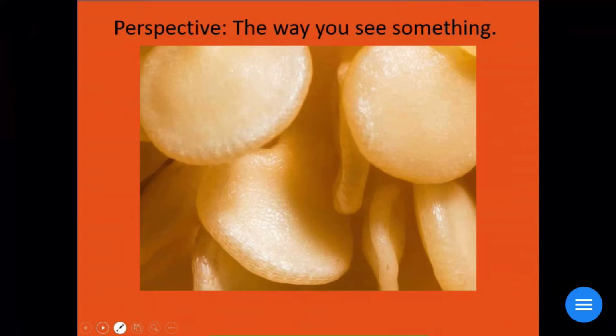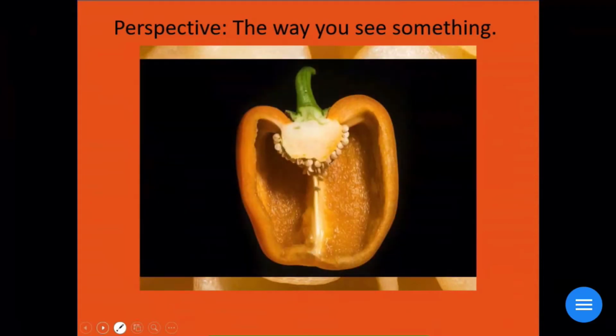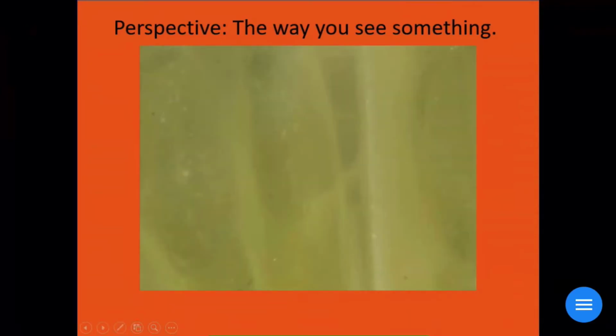So when you're looking at this picture, can you tell what it's a picture of? Well, I've played a little joke on you because this is an extreme close-up of something, seeds in a pepper. Can you tell me what this is a picture of? I know it's hard. It's something green. I'll give you a hint. It's food.